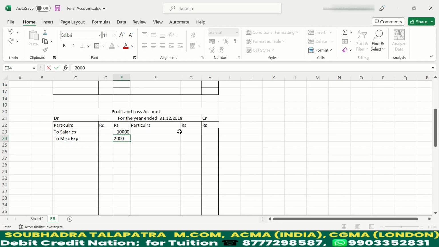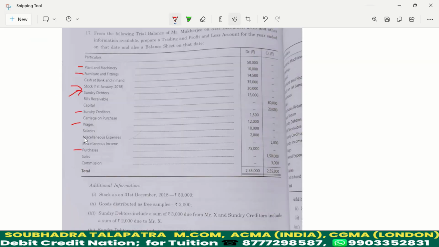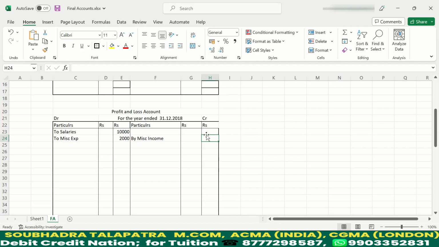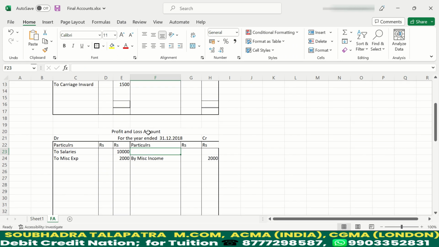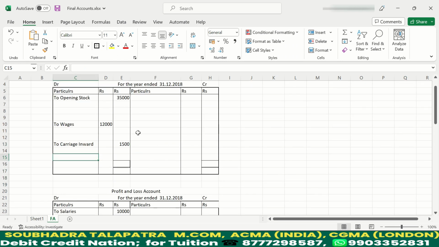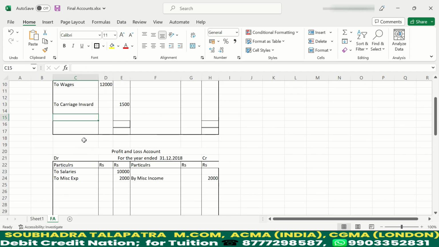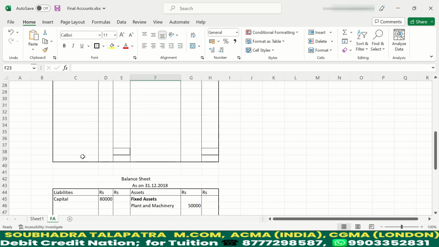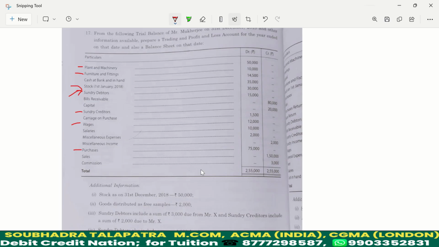Next I have miscellaneous incomes. So here it's an income, miscellaneous income. No adjustment, I'm putting it in the outer column, it's a credit item, 2000. Why have I kept the first line blank? Because I have to carry forward the gross profit. From the trading account I will find the gross profit, then carry it forward into the profit and loss account. From the profit and loss account I will get the net profit, then I'll carry the net profit into the balance sheet. Okay, we'll look into this in a moment.